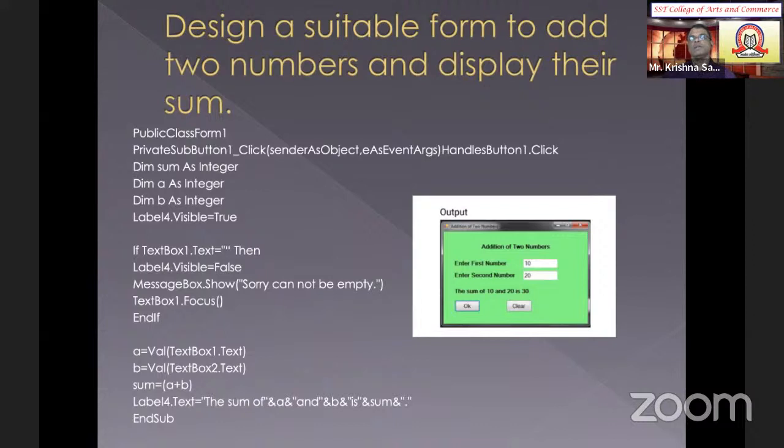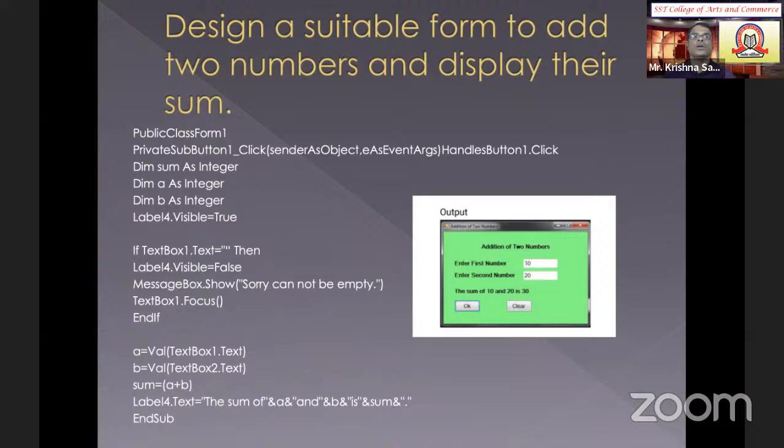You can repeat the same thing for text box 2 also. If text box 2 is empty, then again the same thing, only the focus will be on TextBox2.Focus, so the cursor will start blinking in text box 2. So when you click on the OK button, it will first check text box 1. If some number is there, it's okay. It will proceed to text box 2, check some number is there, okay, then it will proceed to this.